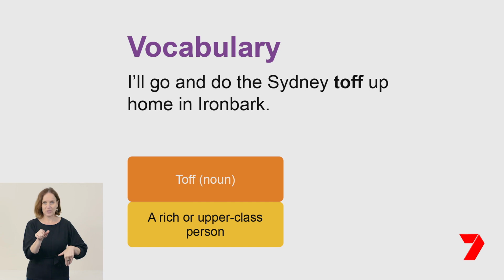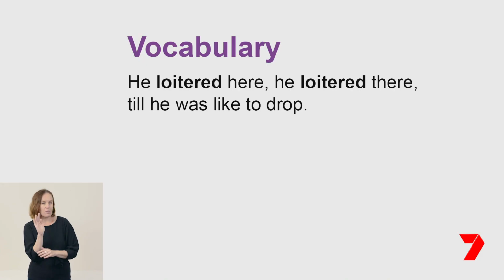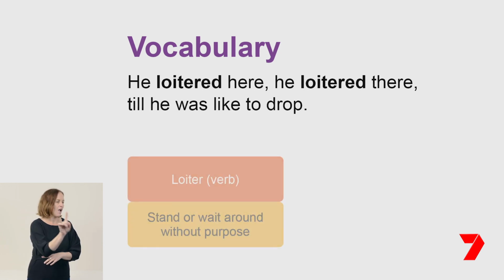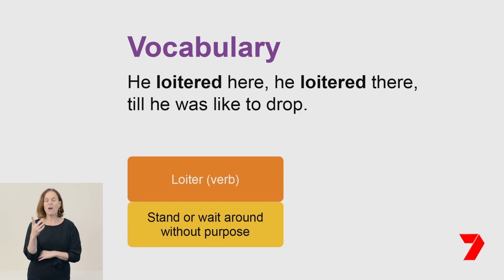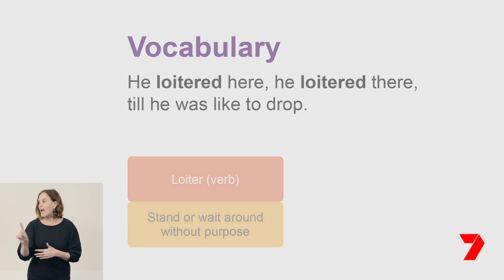In this sentence, our character is saying he will go back to Ironbark as a fancy or posh person from Sydney. He wants to return home looking highly sophisticated. A word you might have heard of before but never used is loiter. In the poem, the man from Ironbark loitered here, he loitered there. If someone loiters, they are standing around or waiting without purpose. Let's have a look at our poem.